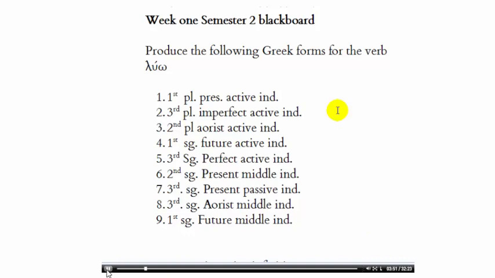All right, with that, let's go ahead and begin to work through these various forms here that I've asked for. These are all going to be of our paradigm verb luo. Okay, so let's go ahead and start with that.